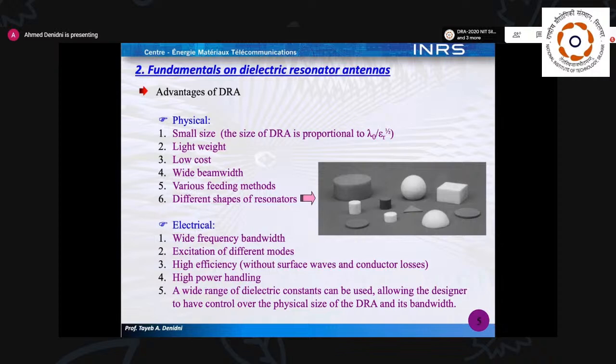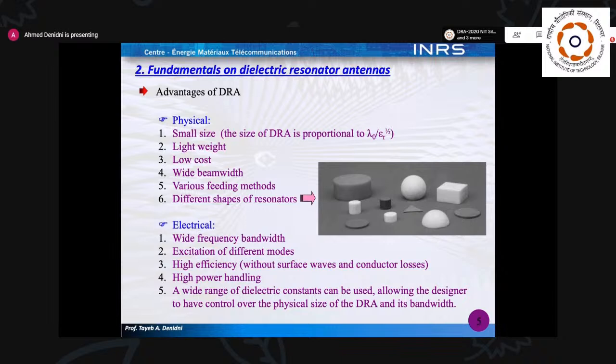The last but not the least, a wide range of dielectric constants can be used, allowing the designer to have control of the physical size of the antenna and the bandwidth. This means when you have a lot of choice of dielectric constants, it gives you more flexibility and more freedom to achieve what you want in terms of resonance, frequency of operation, bandwidth and radiation pattern. This means the dielectric resonator can offer more choices than microstrip, especially in terms of bandwidth, radiation efficiency, and frequency of operation. This summarizes the advantages of the dielectric resonator compared to microstrip in physical and electrical aspects. And we can see this topic is very, very interesting.